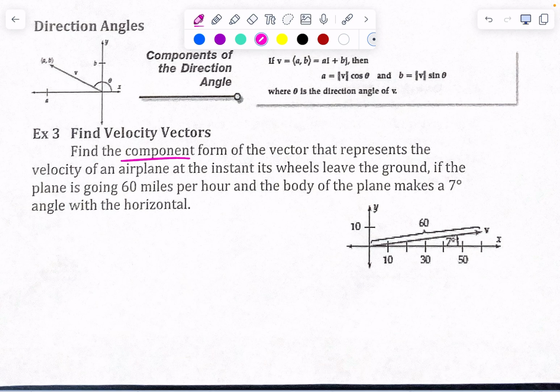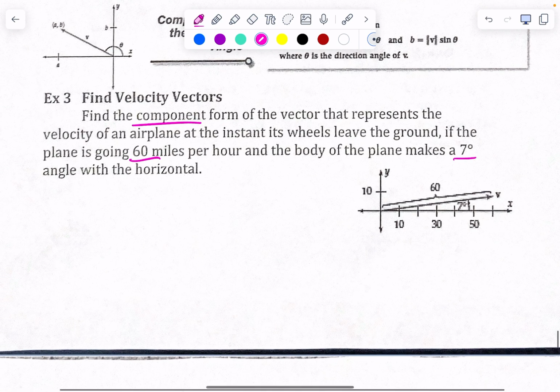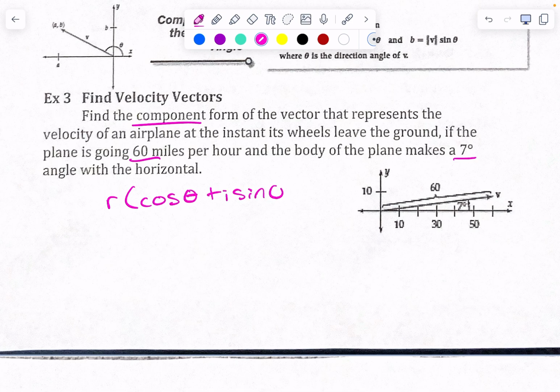Find the component form of the vector that represents the velocity of an airplane. It is going 60 miles per hour at a 7-degree angle with the horizontal. That is just giving you all of the polar form bits, right? So r cosine theta plus i sine theta. What is r? 60. Cosine of 7 degrees plus i sine of 7 degrees.